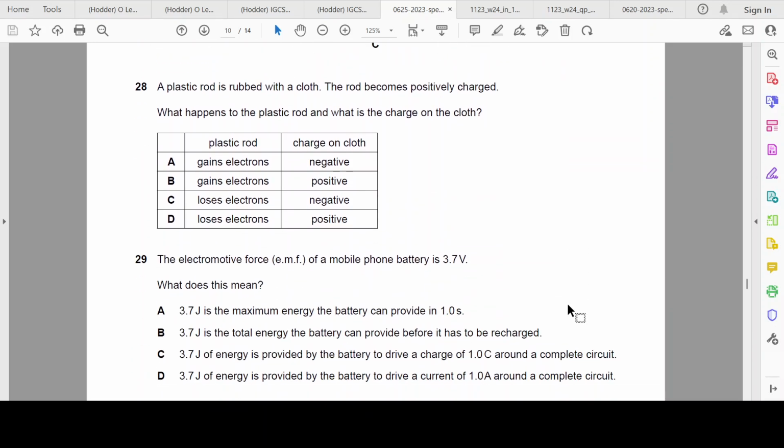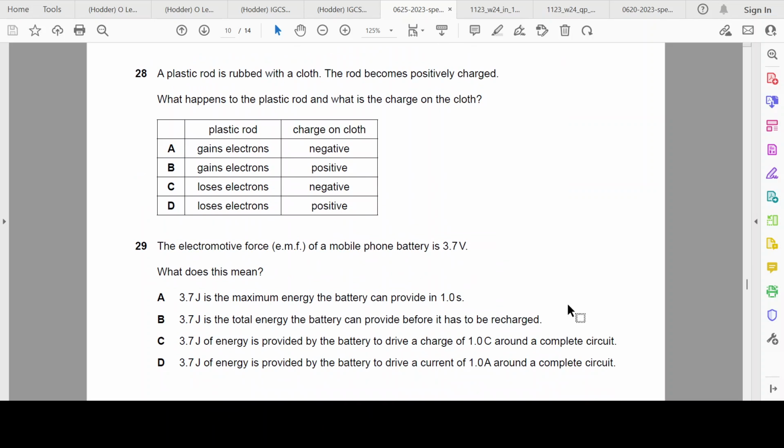All right, question 28. A plastic rod is rubbed with a cloth, and the rod becomes positively charged. What happens to the plastic rod and what is the charge on the cloth? Should be easy. D.